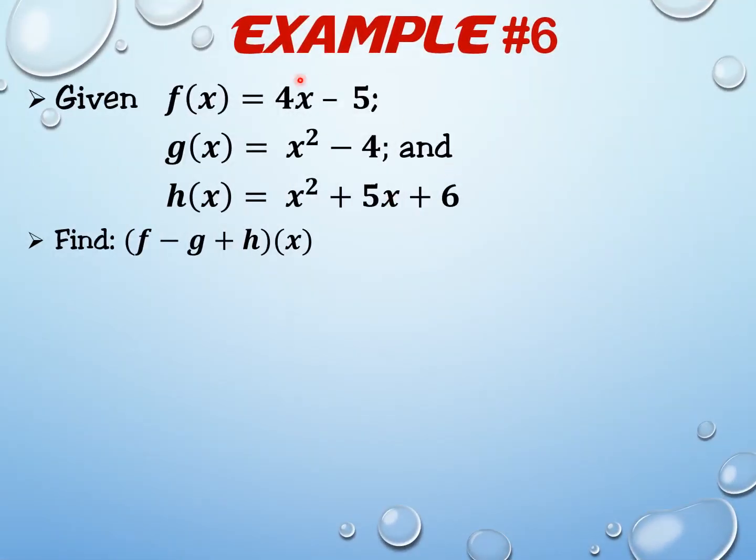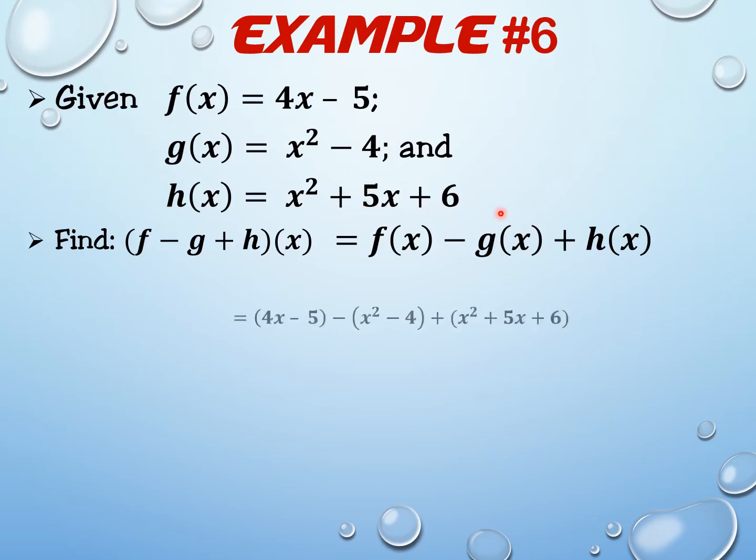Okay, let's have now the next example. So the same given, but this time you are asked to find f minus g plus h of x. So this will be equal to f of x minus g of x plus h of x. So we simply substitute the value of f of x, which is 4x minus 5, minus the value of g of x, which is x squared minus 4, plus the value of h of x, which is x squared plus 5x plus 6. So we enclose them in parentheses.